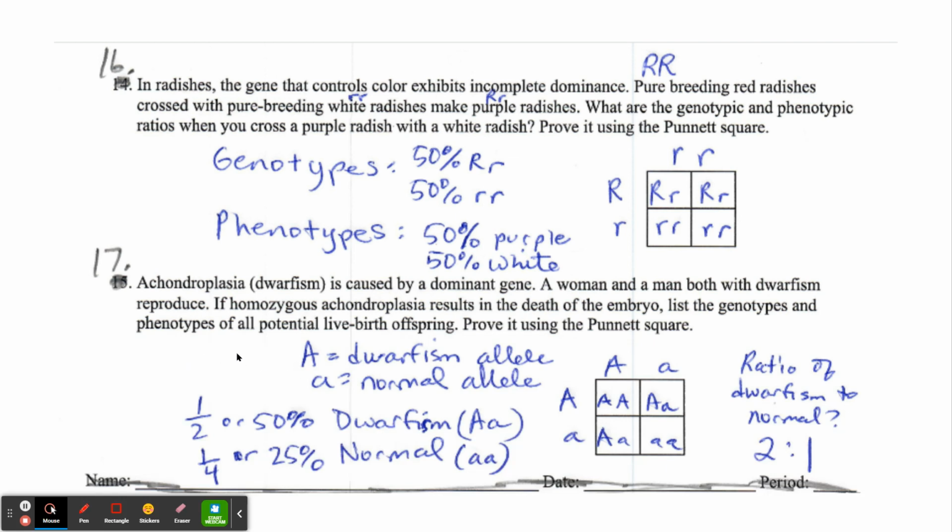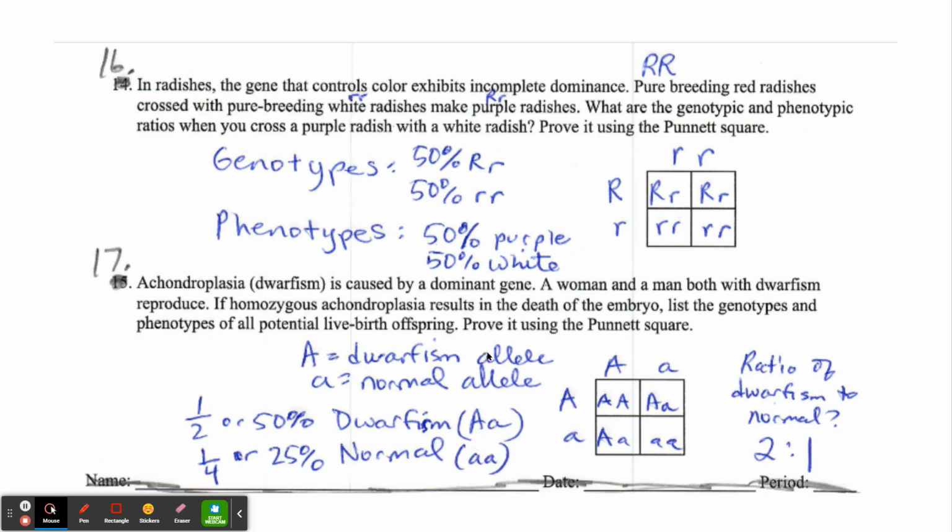Achondroplasia, which is dwarfism, is caused by a dominant gene. A woman and a man, both with dwarfism, reproduce. If homozygous achondroplasia results in the death of the embryo, list the genotypes and phenotypes of all potential live birth offspring. Prove it using a Punnett square.